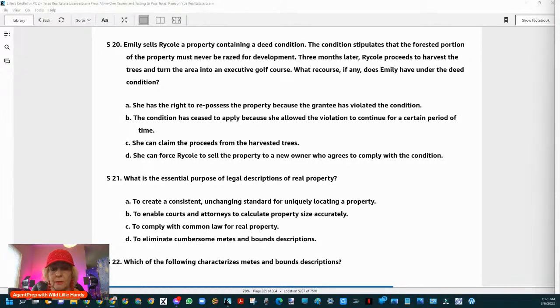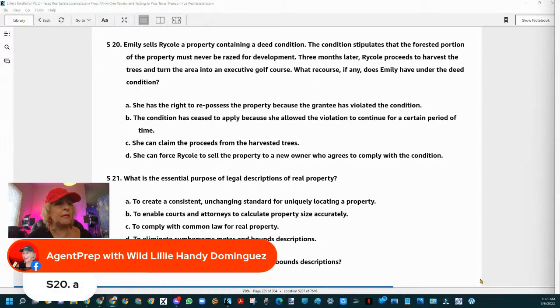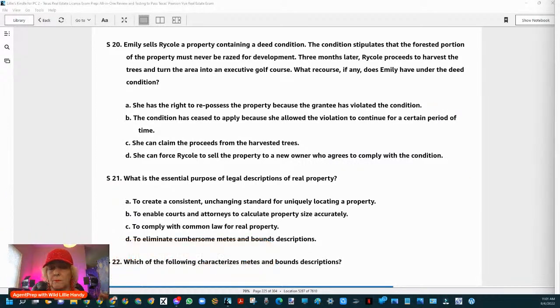Yes, very good. Awesome. Yes, she has the right to repossess the property because the grantee has violated the condition. So it reverts back, right, to the owner when they violate that condition.